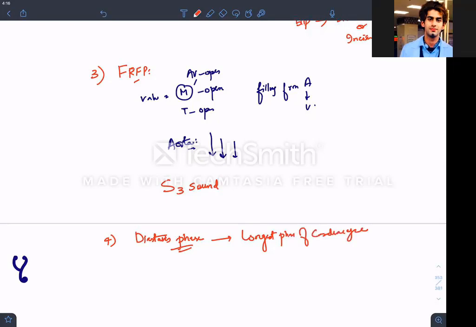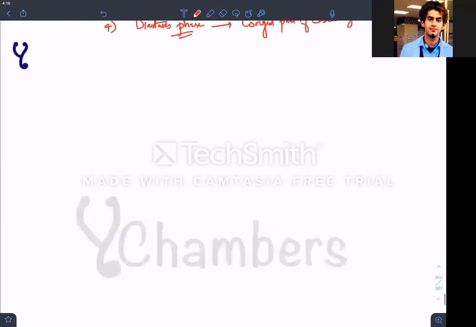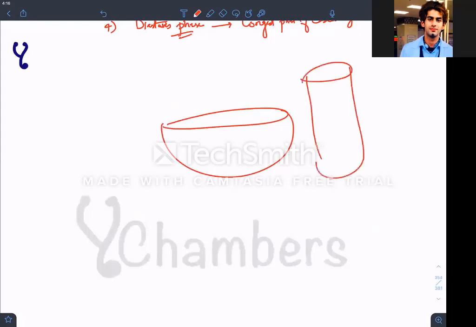So what is happening in diastasis? Now you tell me, you have taken a water bottle, and I give you another big bowl. I give you two things, and this is the water bottle. This was up to this mark. This is empty. Now I tell you to fill it. You will be having a rapid filling from this. It is having more blood, so you will be having rapid filling. But after you have filled it, you will slowly now have a flow.